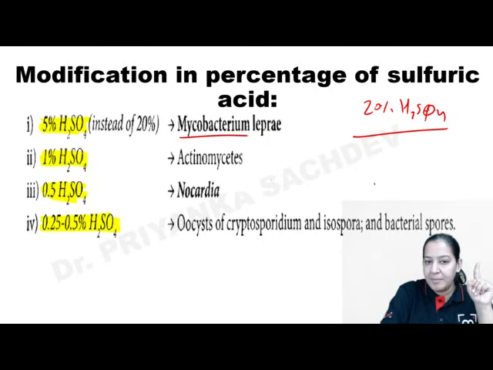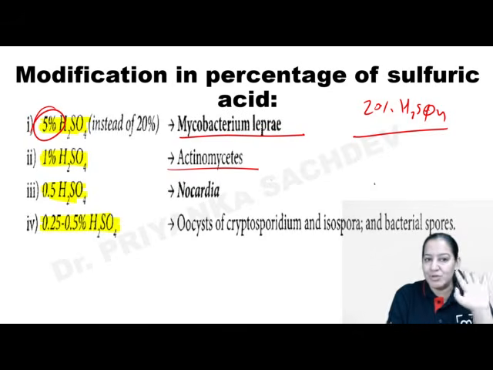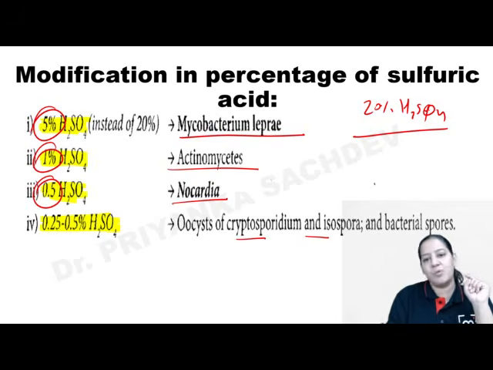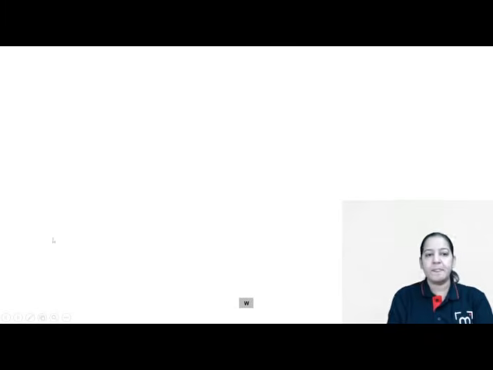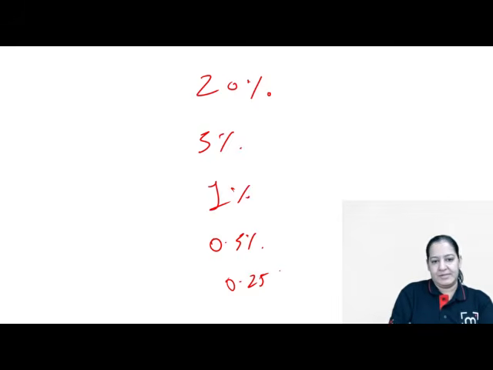For Mycobacterium leprae, we don't use 20%. We use only 5%. For actinomycetes, we don't use 20%. We use 1%. For Nocardia, we use 0.5%. And for Cryptococcus, Isospora, and bacterial spores, we use 0.25%. You got my point? So see, standard is 20%, but 5%, 1%, 0.5% and 0.25%, right?